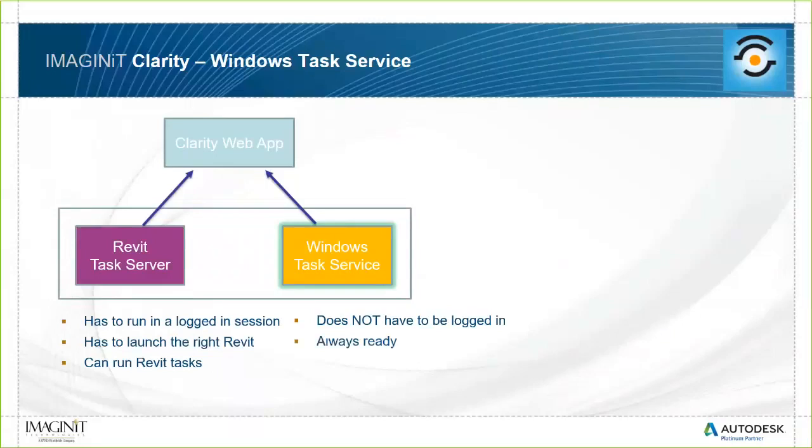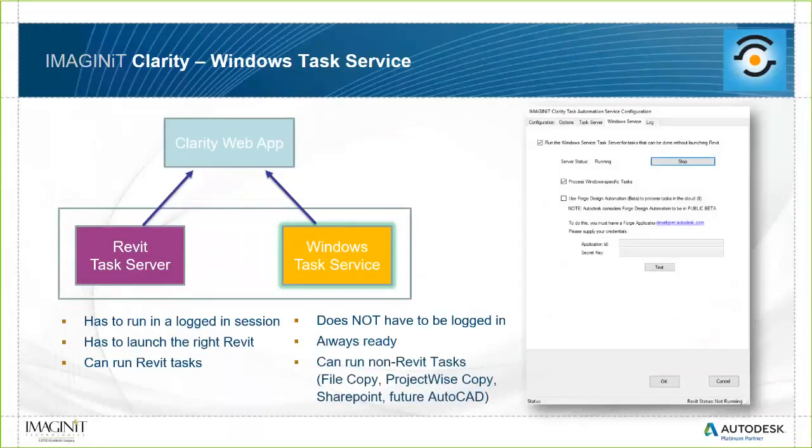So it's always ready. It cannot run Revit tasks, but it can run certain things such as file copy, ProjectWise copy, SharePoint, and in the future some AutoCAD copying as well. Again, there's a setting in the task server where you can allow a Windows service to run, and it will process the Windows-specific tasks that do not require Revit to run. So if you have an issue with licenses being used and you want to reduce the usage of the licenses on the task server, this can certainly help.